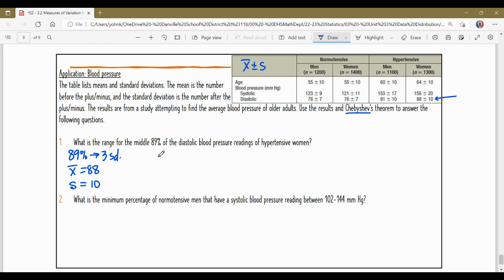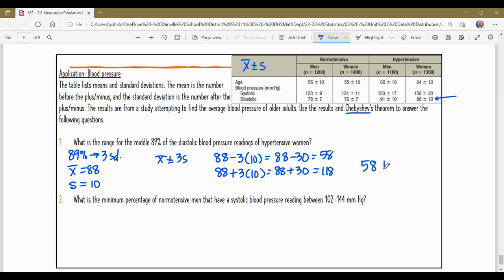So I need to do X bar plus or minus three standard deviations in order to get my 89%. So I'm going to do 88 minus 3 times 10. And I'm going to do 88 plus 3 times 10. So that's 88 minus 30, or 58. And then that's 88 plus 30, which is 118. So anywhere from 58 to 118 is my range for the middle 89%.